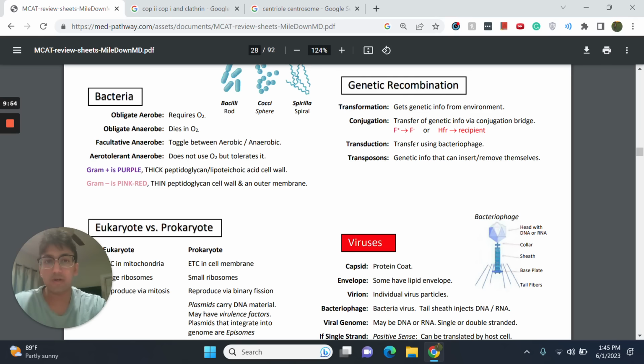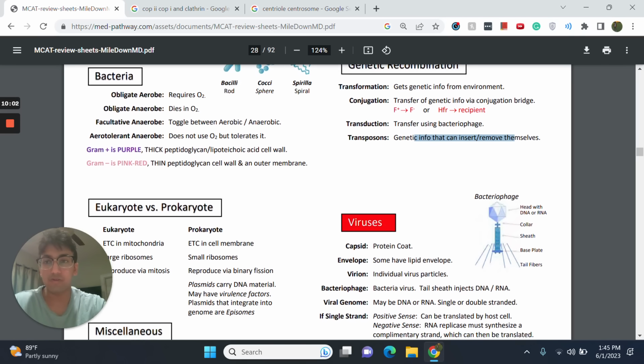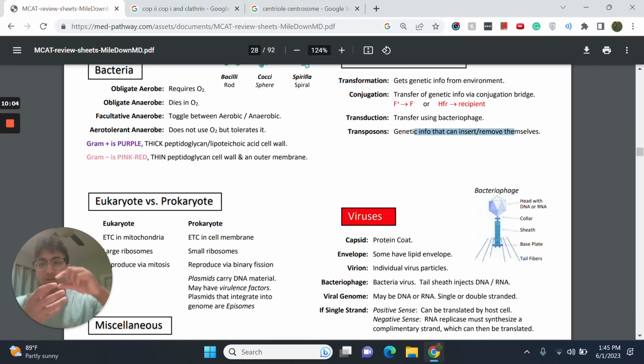Transduction is when you transfer DNA using a virus called a bacteriophage, which are bacterial viruses. And transposons are genetic information that can insert and remove themselves. Transposons are sequences of DNA that can jump around.